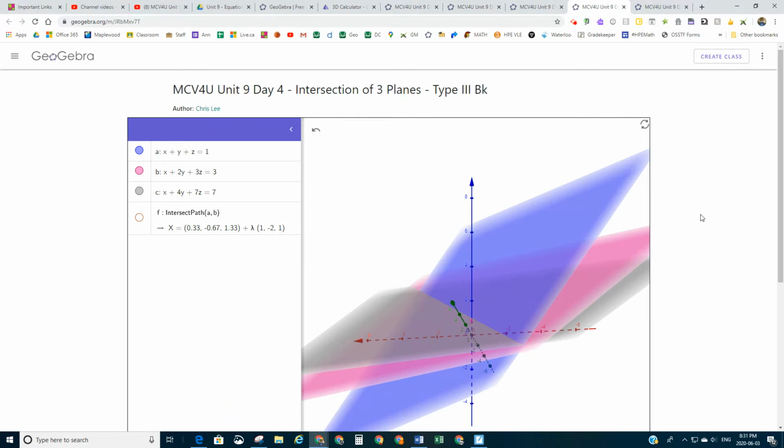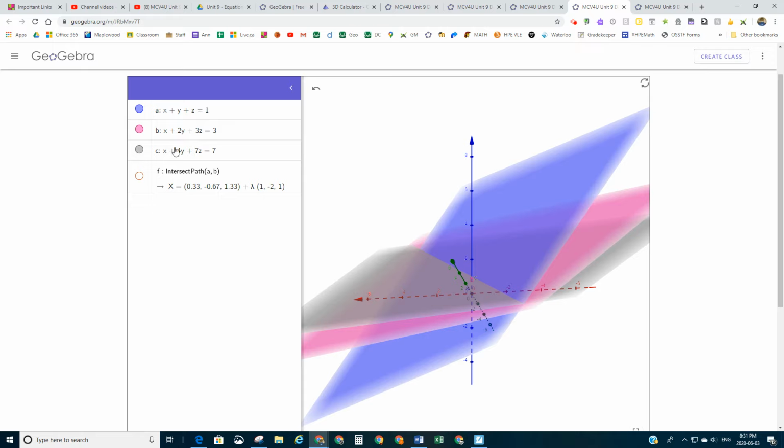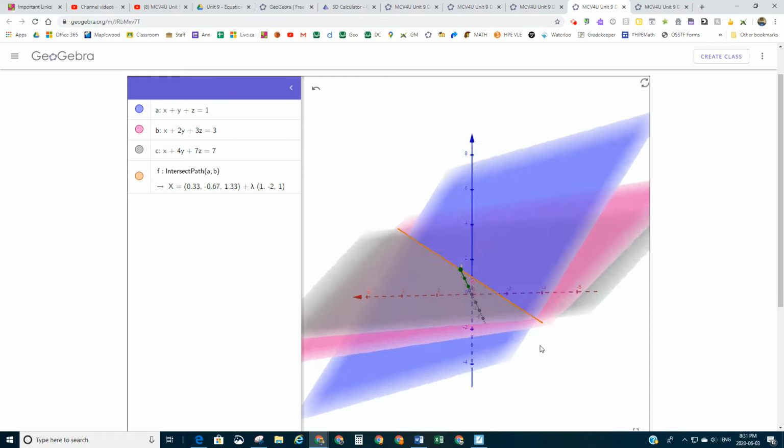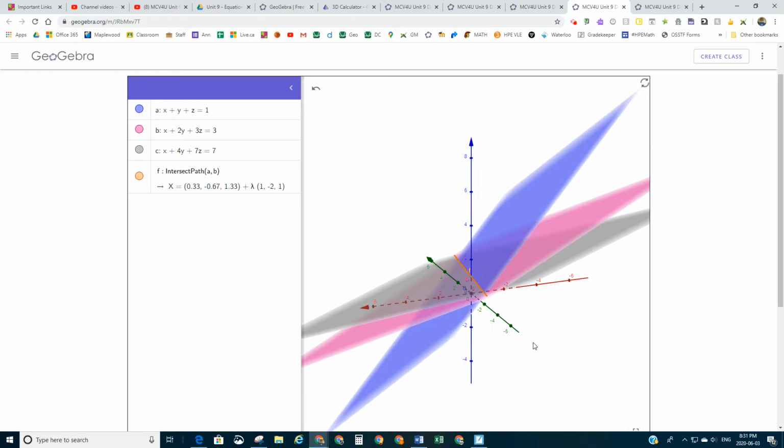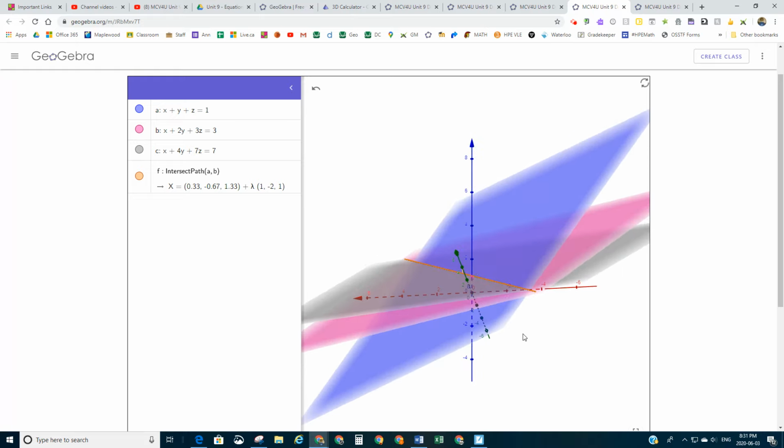So here is the one, and again, you see these are the same three equations that we just did, and you can visually see that line. I can color it in, and I have asked GeoGebra to give us the equation of this line. You see that their equation is not given in parametric, but it is given in the general equation. But you can see there is the direction vector of this line, and there is the point.